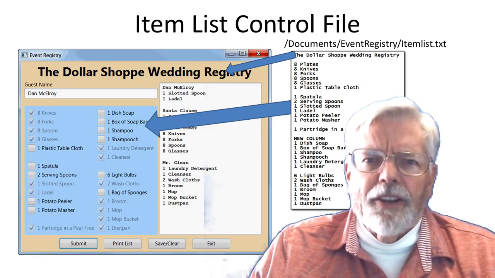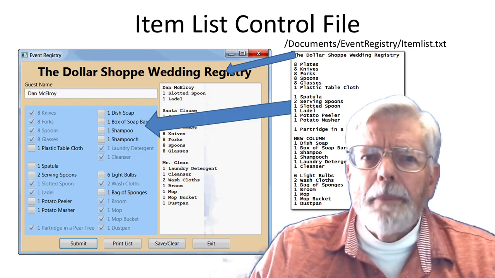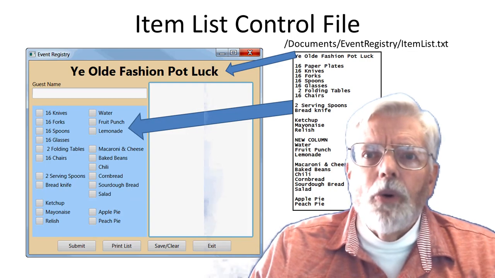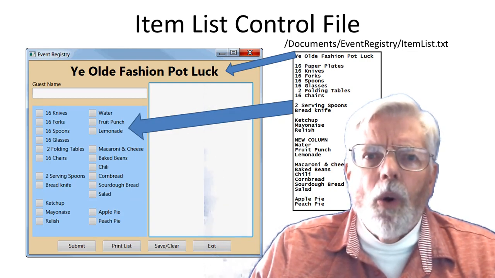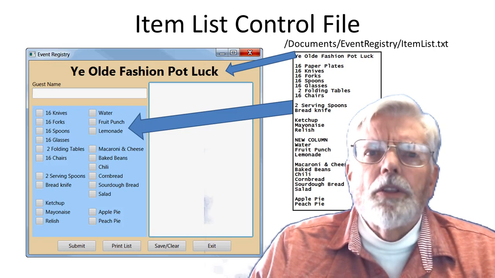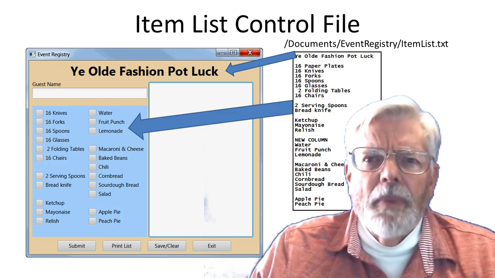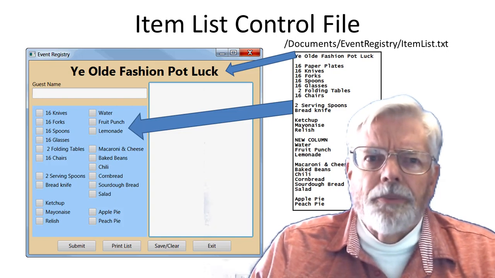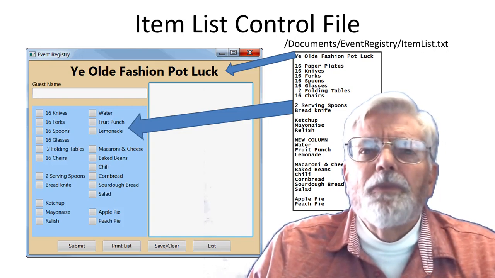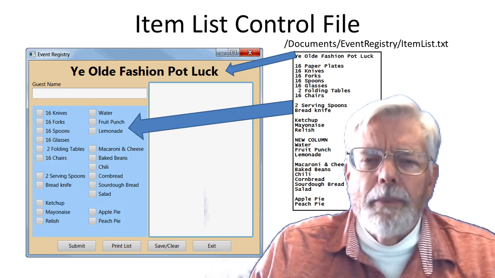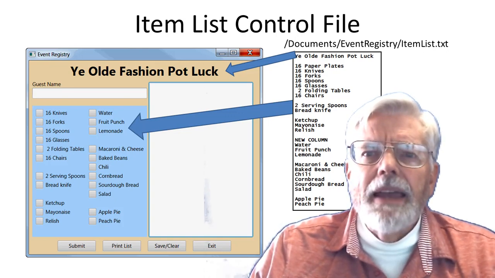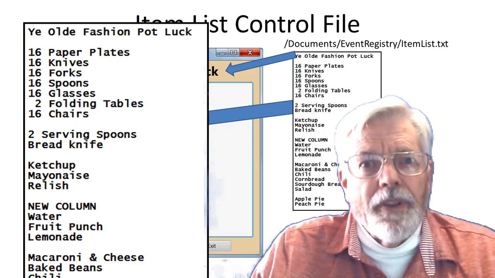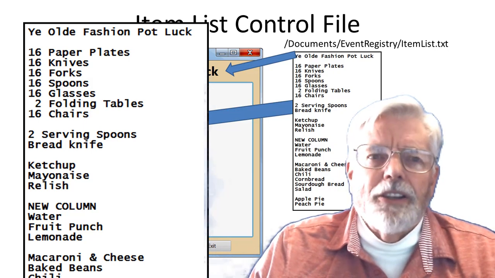By using an external text file, the program can be used not only for a wedding registry gift list, but also a sign-up sheet for a potluck or any other event. The program is designed to read the item list.txt control file from the document subfolder Event Registry. You will need to create a subfolder in your documents directory named Event Registry and place the item list.txt file in that folder. The layout for the item list.txt control file is as follows.